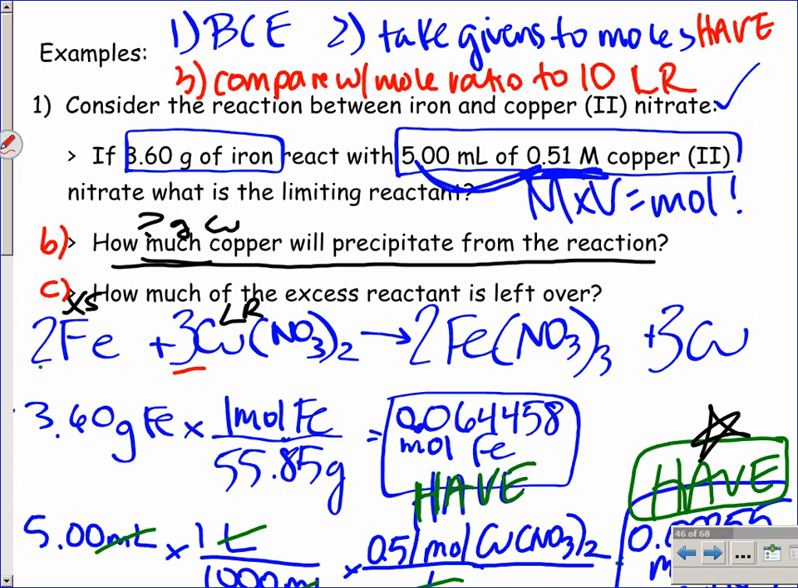how much of the excess reactant is left over? Well, who's the excess reactant? Okay, iron, I'm hearing you. Iron is my excess reactant. How much do I have of it? I hear it. This is why we write have, right? Okay, so you can find it on all your work. So I have that much iron, but how much did I need of the iron to react?